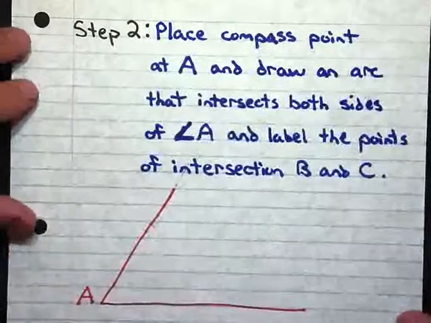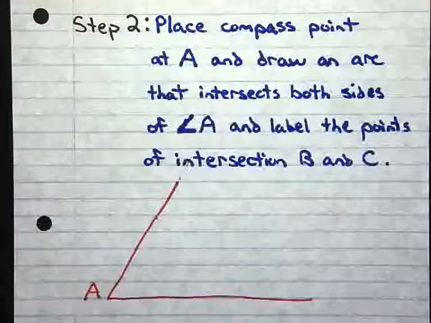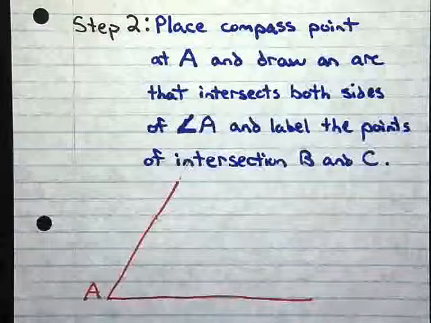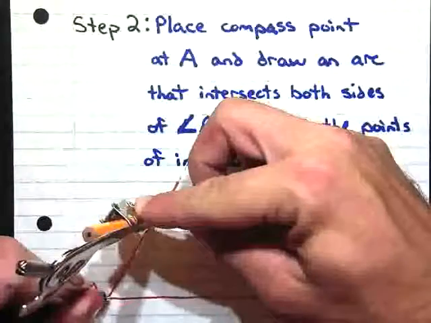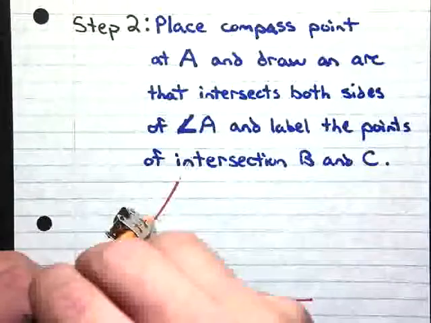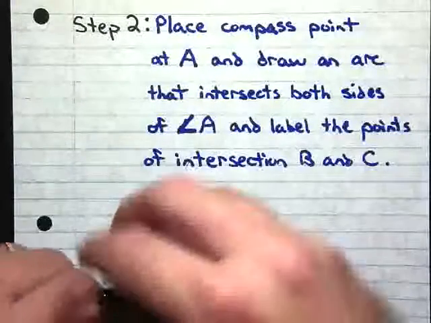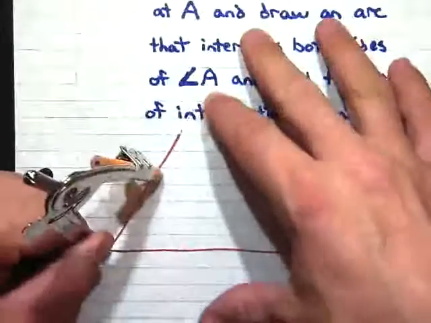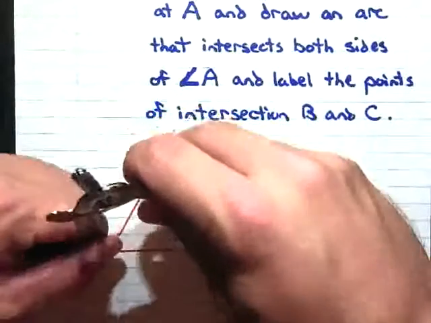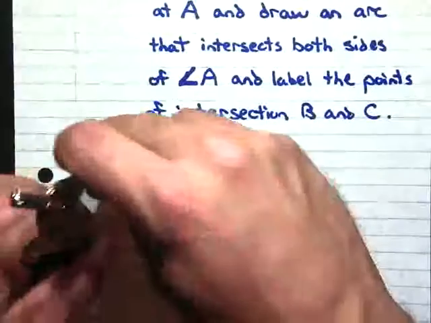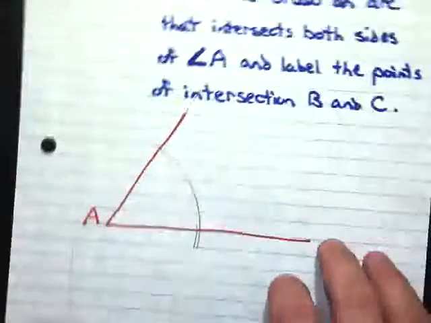Step two is that I place the compass point at A and draw an arc that intersects both sides of angle A. The distance here doesn't matter as long as you intersect both sides. So I strike my arc by swinging and pivoting my compass from point A, and I draw my line so that it passes through both of those sides.